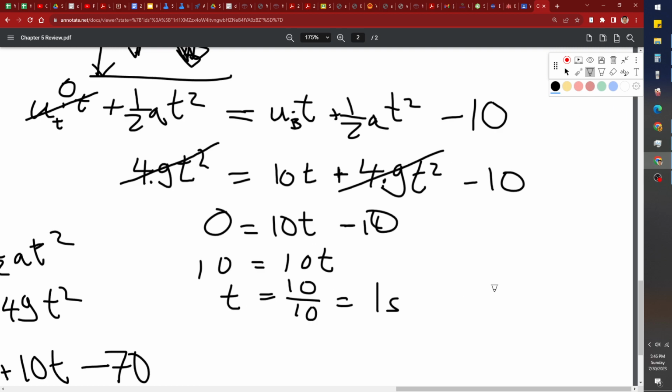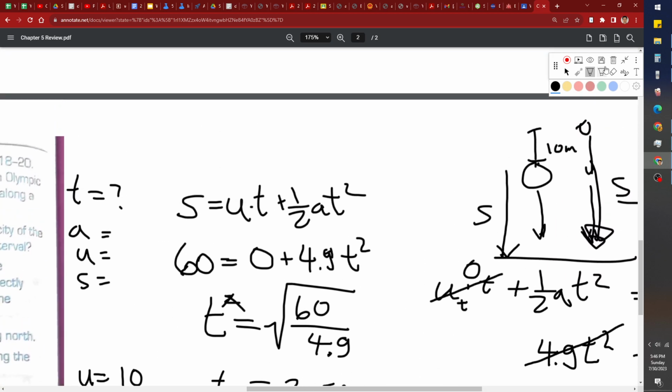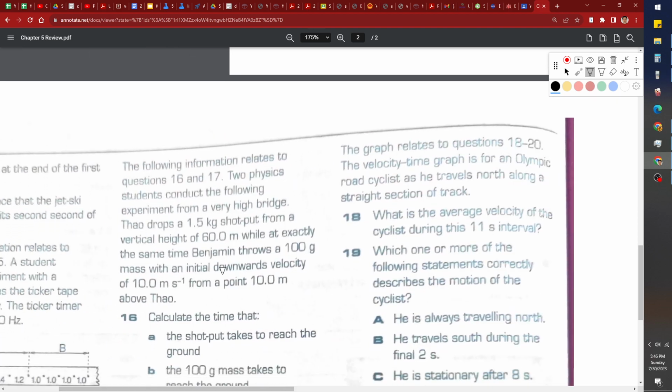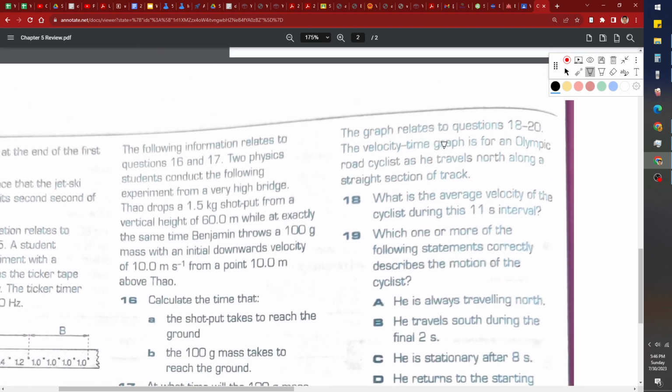Okay, so we'll move on to the next question. I think it's 14. You can always go back. No, I'm sorry, question 18, 19, and 20. And I think it relates to the graph here.